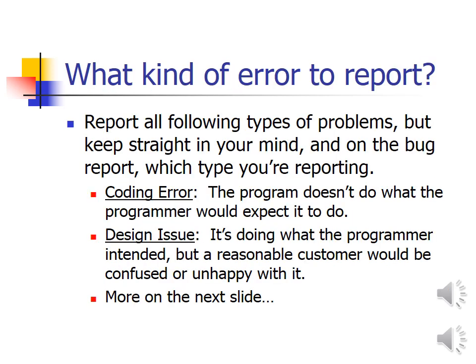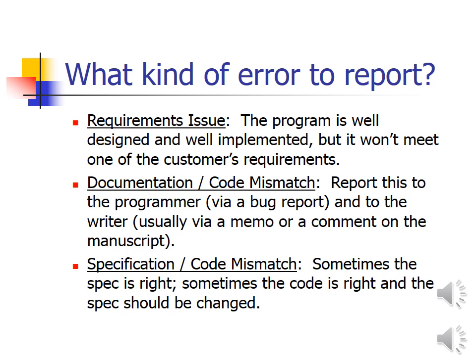What kind of error to report? Report all types of problems. In the bug report, state which type you are reporting. A coding error: the program doesn't do what the programmer would have expected it to do. A design issue: it is doing what the programmer intended, but a reasonable customer would be confused or unhappy. Other types are requirements issue, documentation mismatch, and specification or code mismatch.